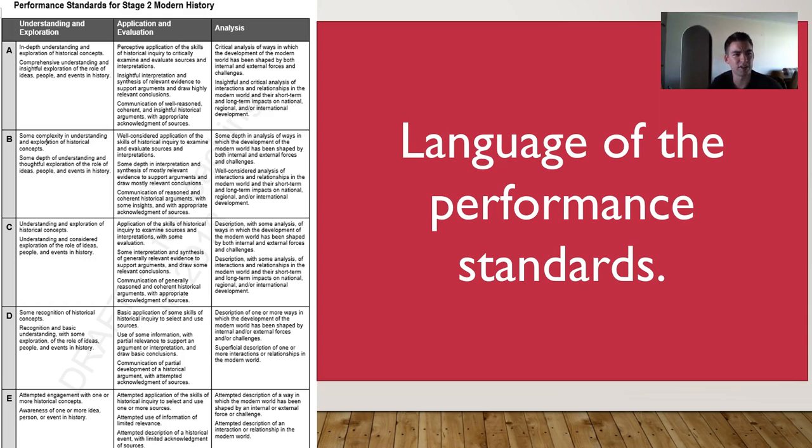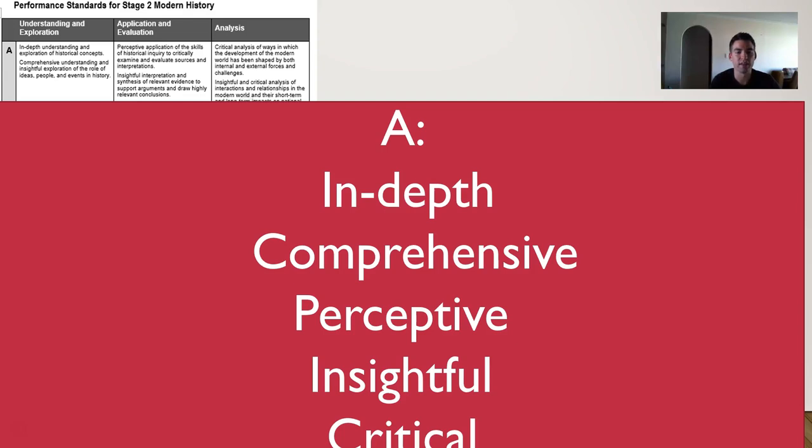Lastly, I just want to touch on the performance standards for modern history. Obviously, there is our rubric there, and I just want to point out the language between the A, the B, the C, the D, and the E level. So at the A level, I'm looking for in-depth, comprehensive, perceptive, insightful, critical. If you're looking for that A grade, which a number of you have said that you are, I'm looking for really detailed. And that's what comprehensive means. You know all sorts of things.